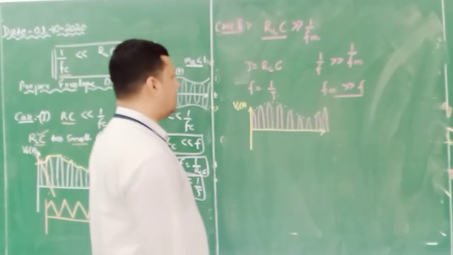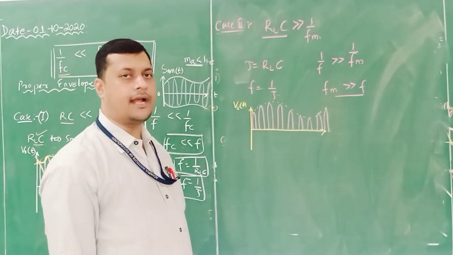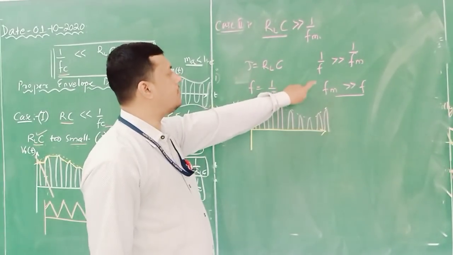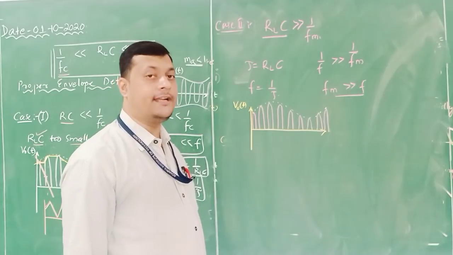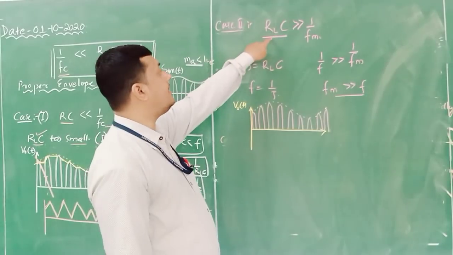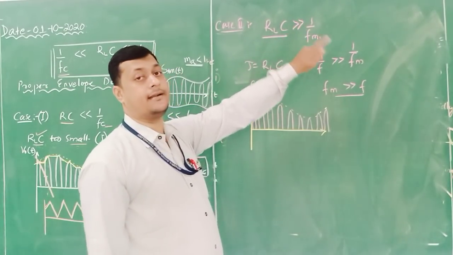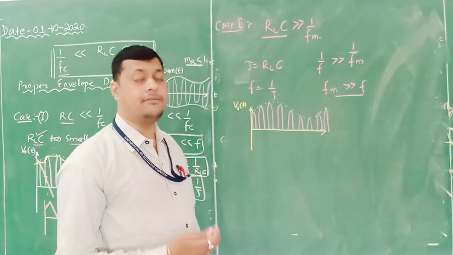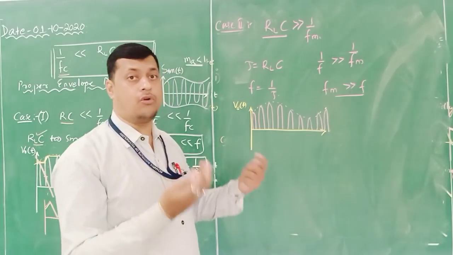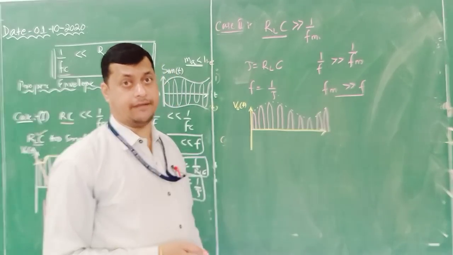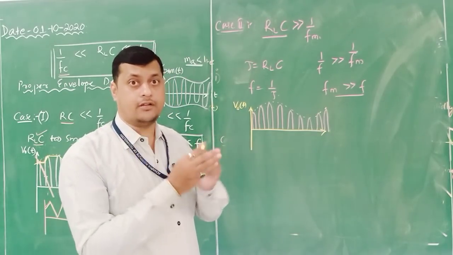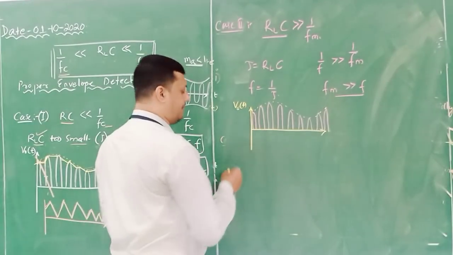Now, how will we identify the modulating frequency? The modulating frequency is correlated with respect to this frequency. Your modulating frequency must be very greater than F. Now in this case, RL into C is very greater than 1 by Fm. If it is very greater than 1 by Fm, that means the time period is more with respect to the modulating frequency. If the time period of the discharging capacitor is more, your frequency is going to be less. So here what happens?